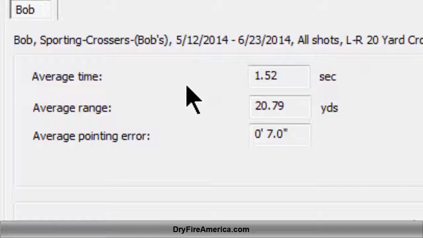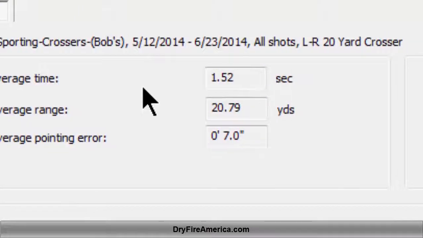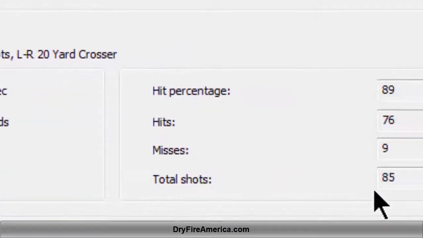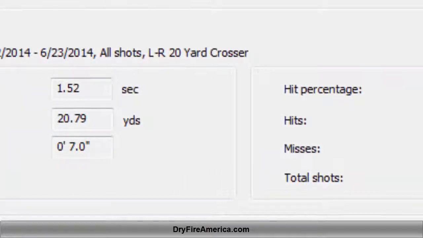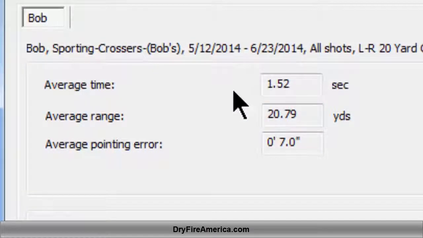When we're doing something like a 20-yard crosser where we're shooting the same target over and over again, in this case, the average time that it took to shoot the target isn't very significant because I was trying to shoot the target in the center of its trajectory, just about straight in front of me, and that turned out to be about 1.5 seconds. And as I mentioned before, we are dealing with 85 targets here, and so this was the average of the 85 targets. 1.52 seconds was the time that it took to shoot the target.